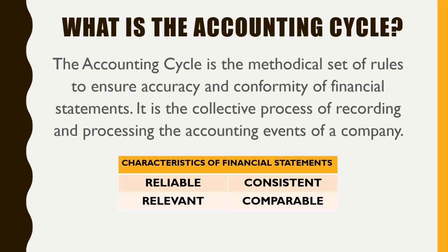In this case, the accounting cycle is a collective process, but it's also a method of rules that helps us ensure the accuracy of our accounting. Normally, you have to perform all 10 of these steps in the accounting cycle, and I'll talk about what they are in a second. Once again, it takes the financial statements and makes a collective process of recording and processing the accounting events of a business.